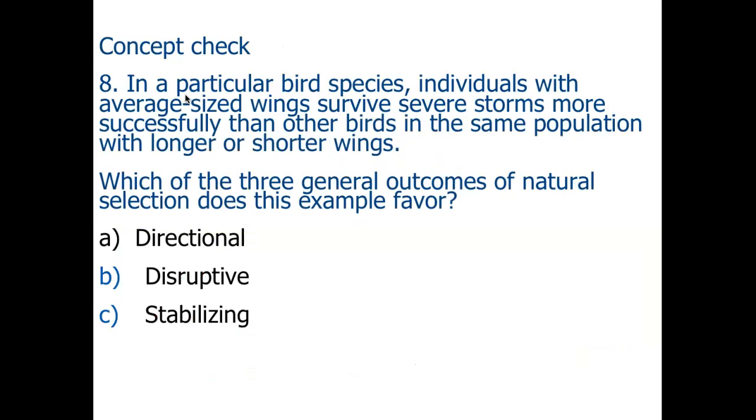All right, so this is a concept check. I'm going to go ahead and give you the answer here. If the average size wings survive, then you're talking about stabilizing selection. That average is favored.